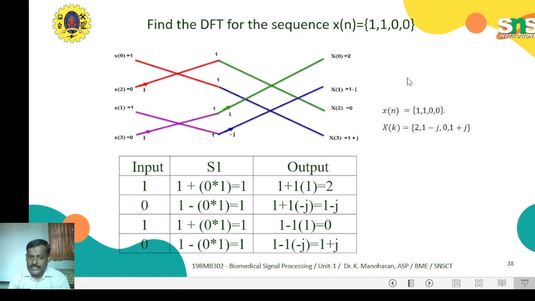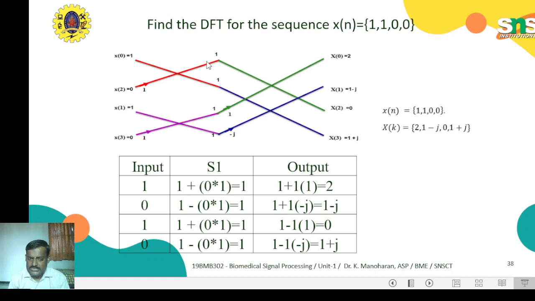If you reorder it, this is the 0 sample, this is the second sample, this is the first sample and this is the third sample. So if you reorder it, this is 1, then you write this 1, and you write this 0. Look at this: 1, 1, 0, 0 reordered. These inputs will be fed for the DFT.